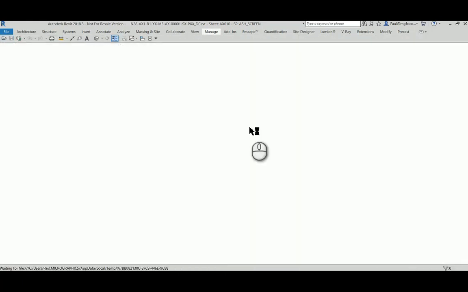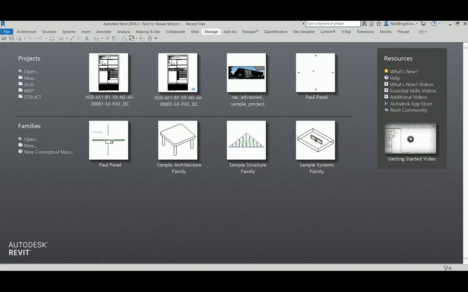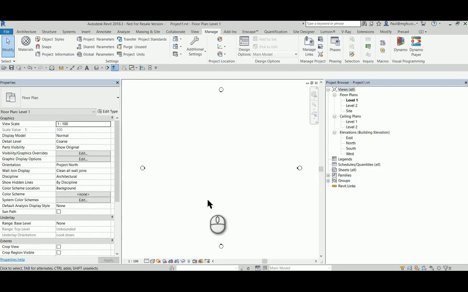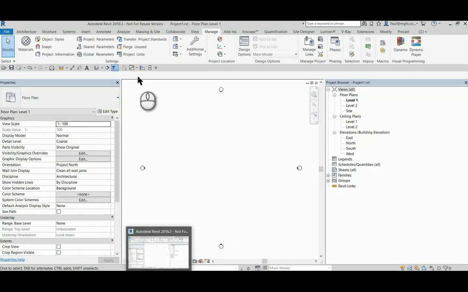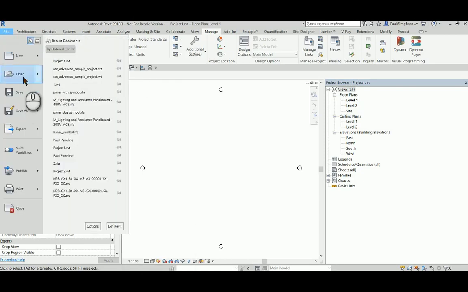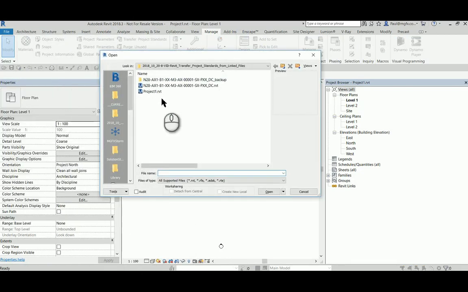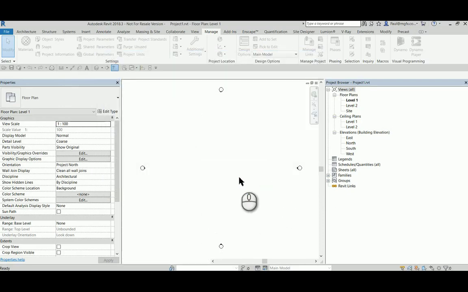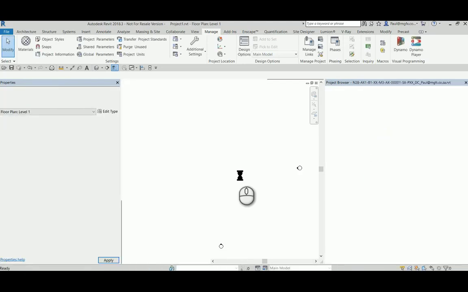of Revit. Instead, what is required is that in a single instance of Revit, the files from which standards must be transferred must also be open together with the file into which those standards must be transferred. Then it's possible. The alternative to that is if the other file is linked in.